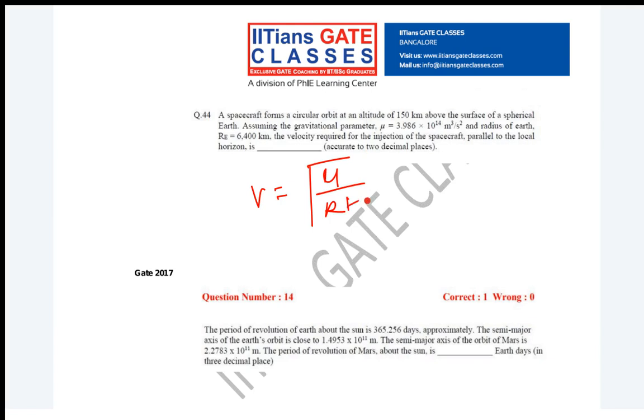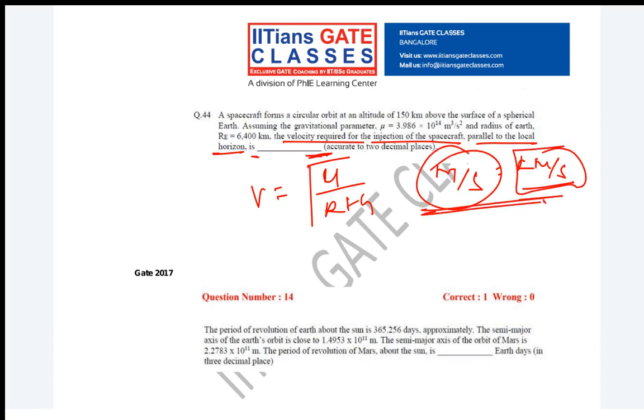Now what is the missing thing here? Can anyone tell? What is the missing part here? If you read the question, they ask for this velocity, right? Velocity required for the injection of a spacecraft parallel to the local horizon is. What about the unit, guys? It's missing, right? So either you can write your answer in meter per second, or in kilometer per second. They have given a range for both options. Okay, so tell me the answer, guys.